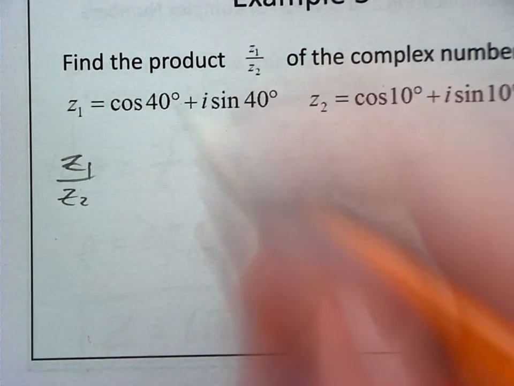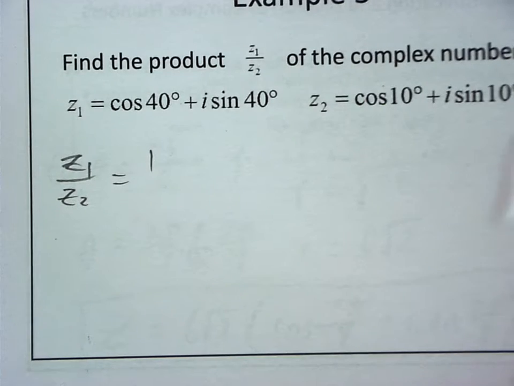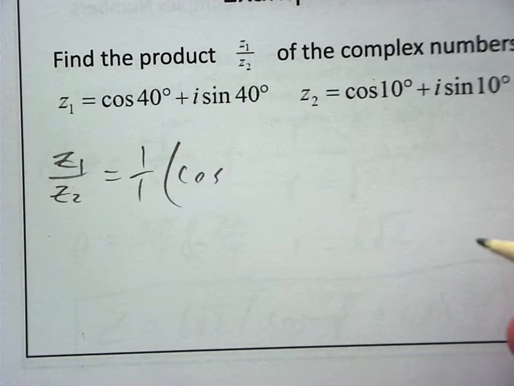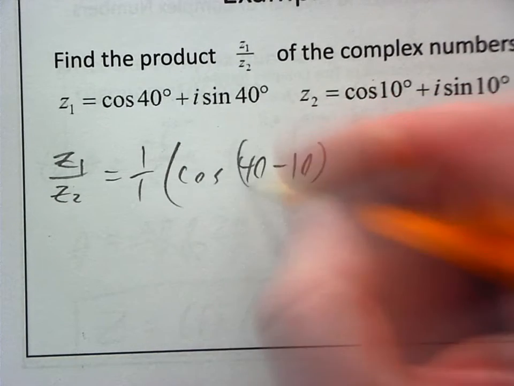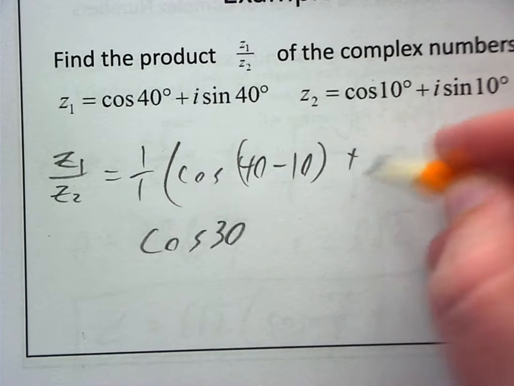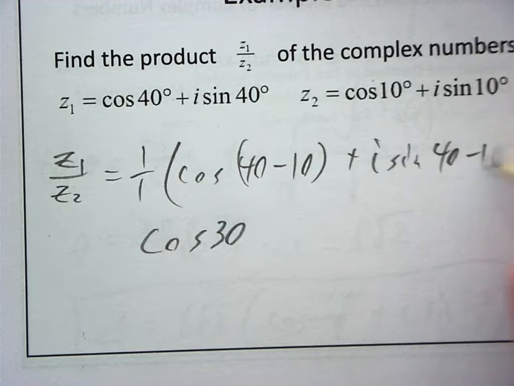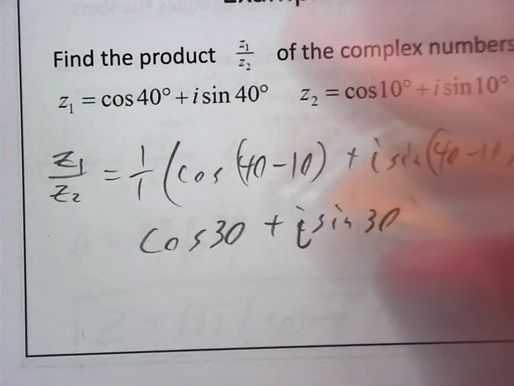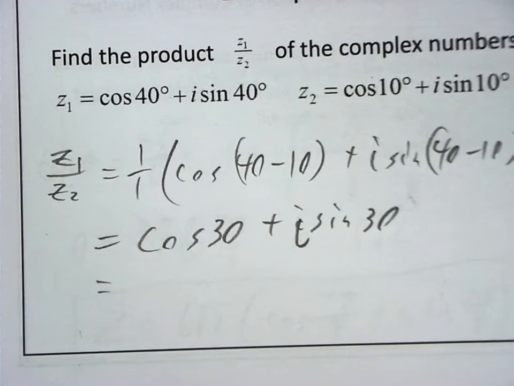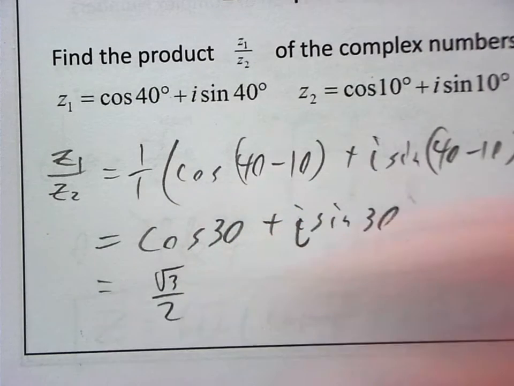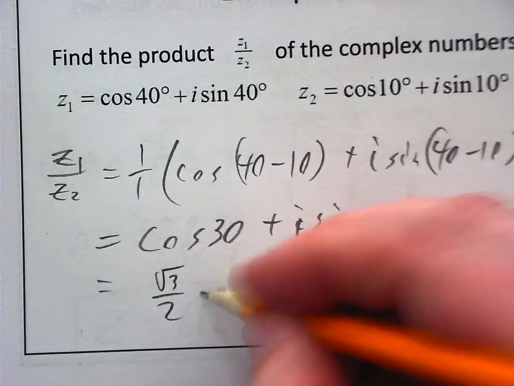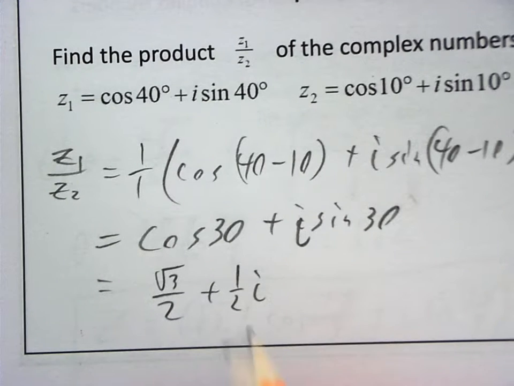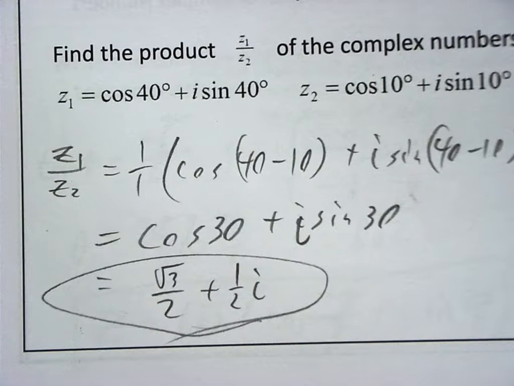Order matters here since you're doing subtraction. Now, the radius in this case, both of them are just 1. So that's just going to be 1. What am I going to have inside the cosine? 40 minus 10, so it'll give you 30. And you'll solve the same thing for the sine. What is cosine of 30? Square root of 3 over 2. Sine 30? So plus 1 half i. That's your answer.